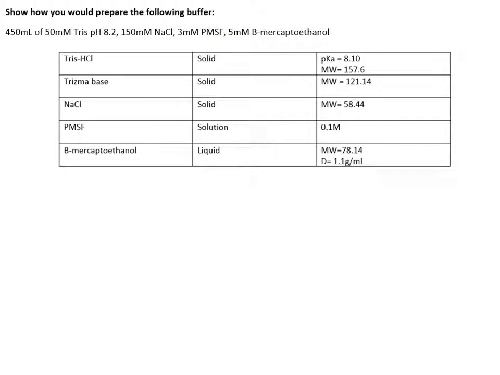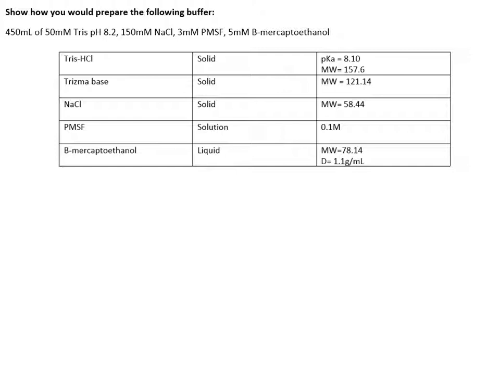intact in a buffer, and then 5 millimolar beta mercaptoethanol, which prevents disulfide bonds from forming, or at least undoes it when they do. So it keeps proteins nice and flexible and similar to what they would exhibit inside of a cell. And so these components are a complex buffer that you might see very commonly in a biochemistry lab.